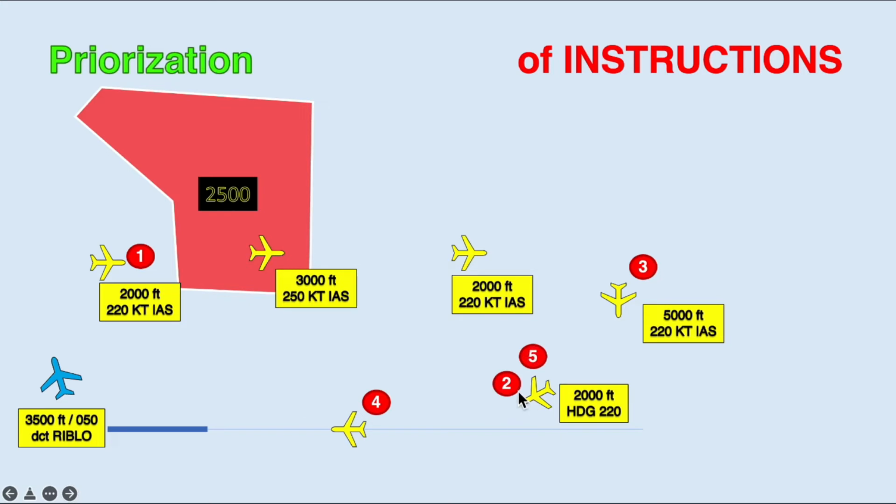The fifth priority can be this one, because after all this happened, this traffic is going to be in the same situation as this one. So you need to give them an authorization to contact tower.